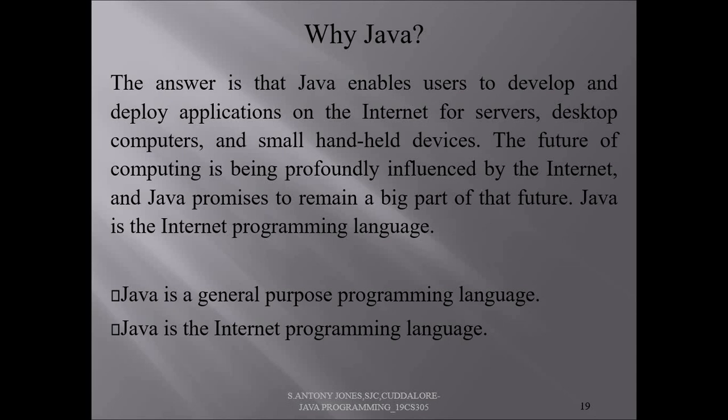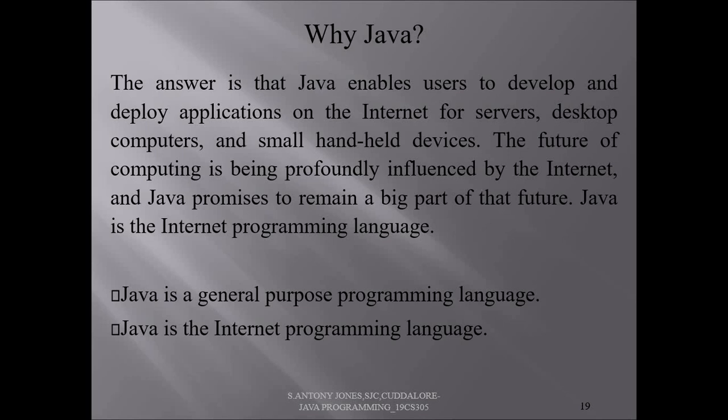Then moving to our concept called Java. What is Java? Java is an object-oriented, interpreted and platform-independent language which is used for internet applications. So it enables users to develop and deploy applications on the internet for servers, desktop computers and small handheld devices.